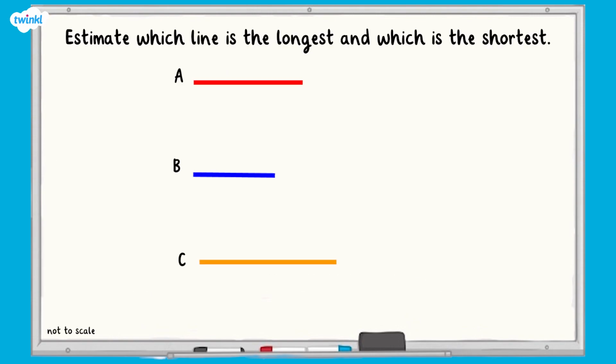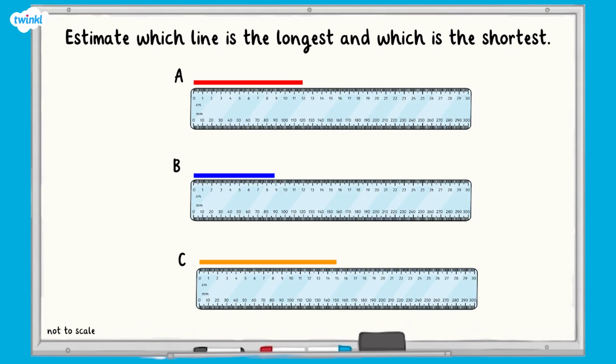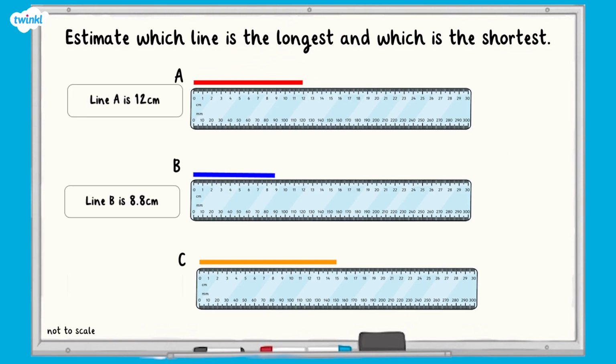Let's move on. Here are 3 lines. Can you estimate which line is the longest and which is the shortest? Let's have a closer look. Line A is 12 centimetres. Line B is 8.8 centimetres. Line C is 15 centimetres. That's right, line C is the longest and line B is the shortest.